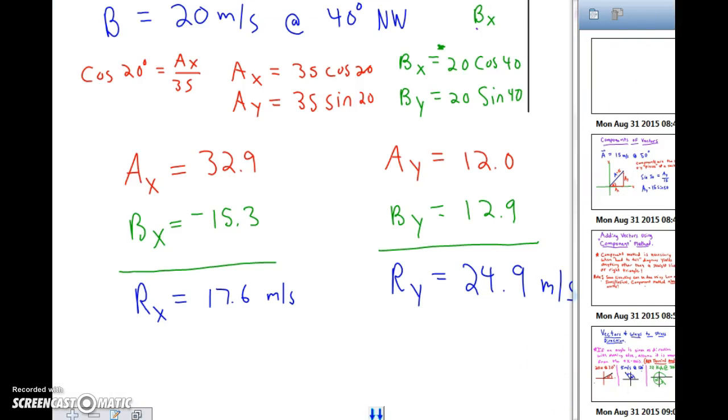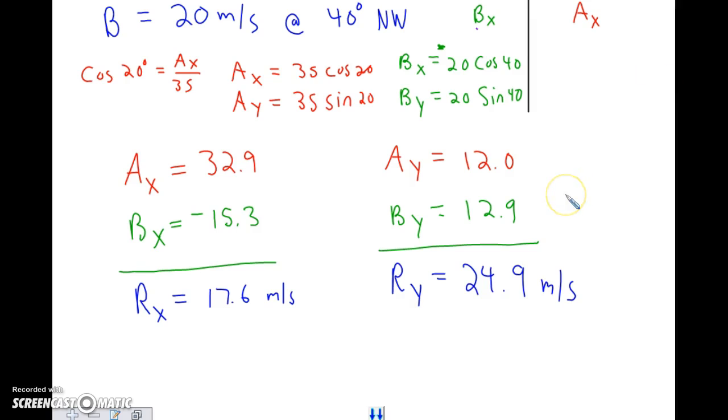Okay, we're picking up where we left off with the last video. We are doing a component method problem with two vectors. If you're just watching along from the last video, we broke each original vector up into its components, added the x's, added the y's, and came up with a value we're going to refer to as r sub x and r sub y for the components of the resultant. We're not done, but we're getting closer.